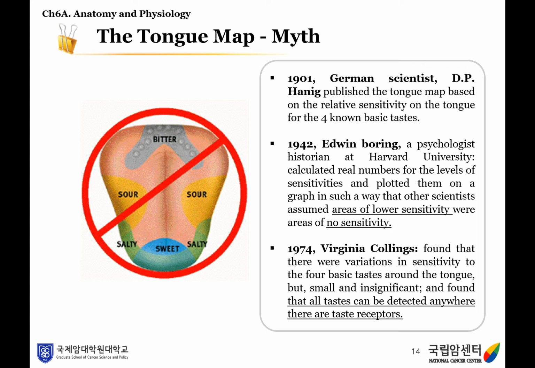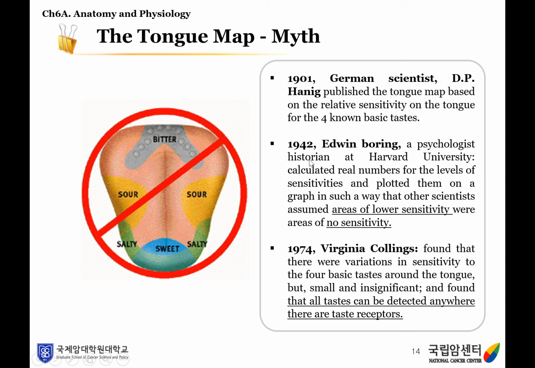Actually, there has been a tongue map myth. In 1901, a German scientist, D.P. Hanig, published the tongue map based on the relative sensitivity of the tongue for the 4 basic tastes. For example, bitter in the posterior part, sour on both sides, and in front of the sour taste area there are salty areas, and on the tip of the tongue there is a sweet taste area.